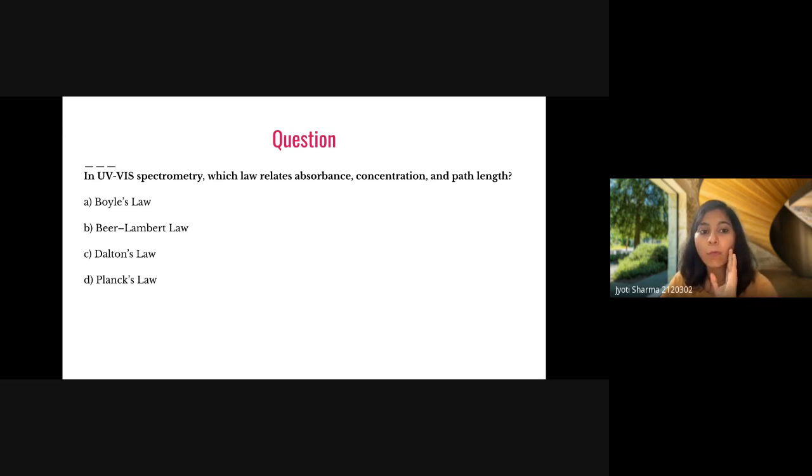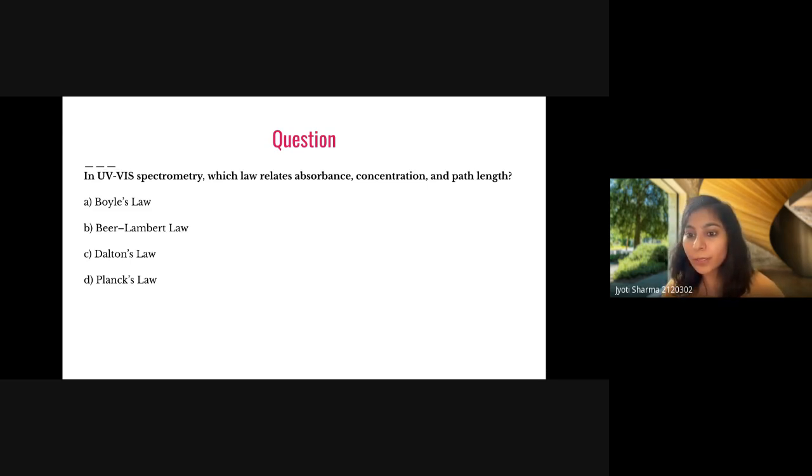One of the spectrometry methods is UV-Vis, ultraviolet and visible radiation. Then you have to tell me, there is one law giving us the relation between absorbance, concentration and path length. And someone has already given me the answer.